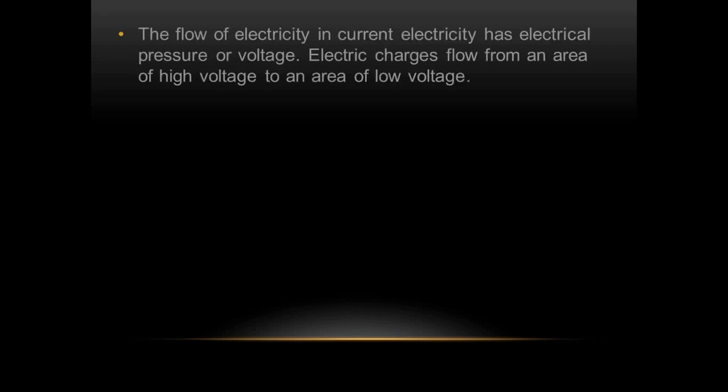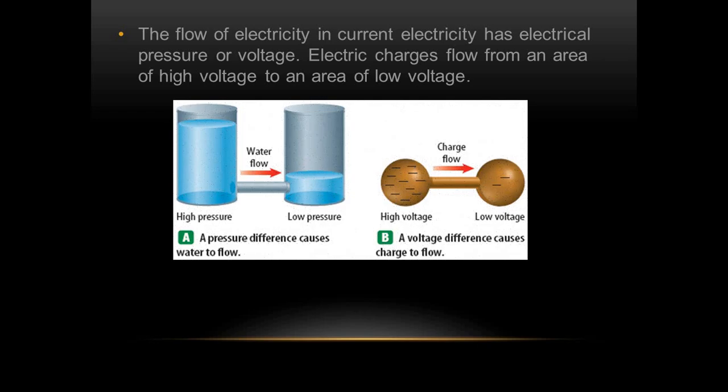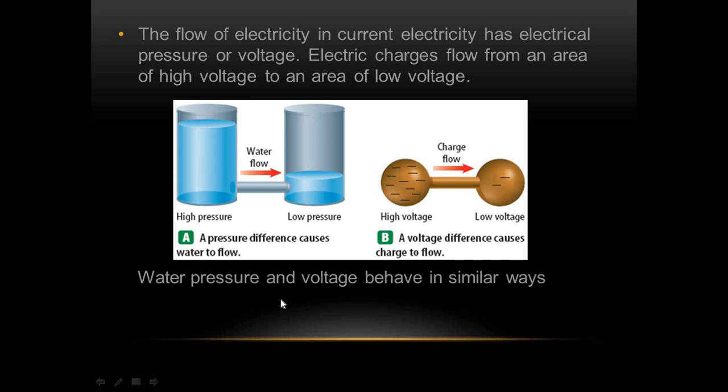So the flow of electricity in current electricity has electrical pressure or voltage, and electric pressure flows from an area of high voltage to an area of low voltage, similar to water flowing from a higher level to a lower level. Therefore, the charges flow from higher concentration towards lower concentration, that means high voltage to low voltage. The water pressure and the voltage behave in similar ways.